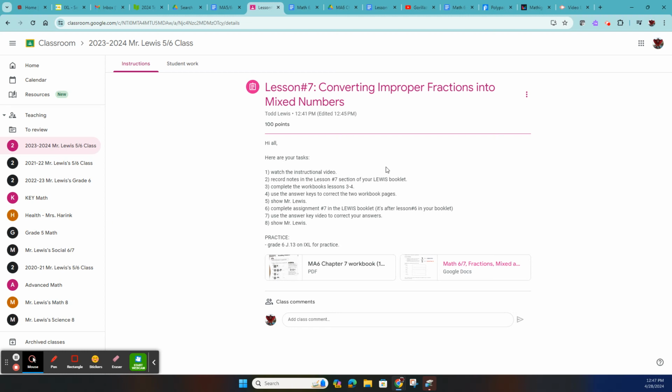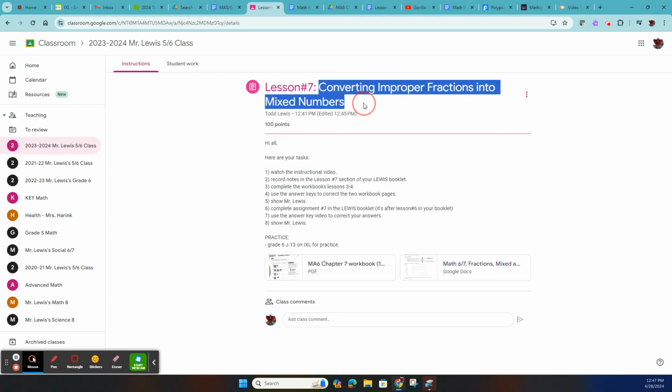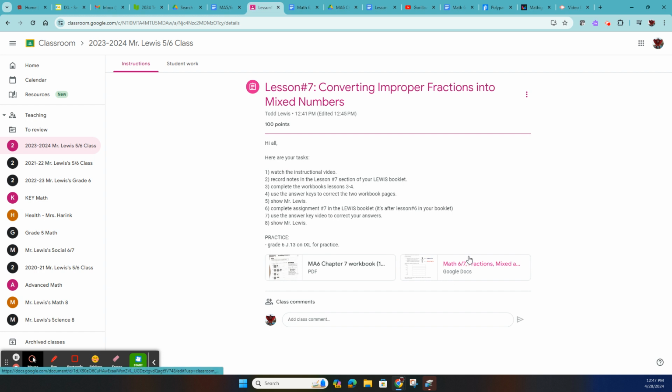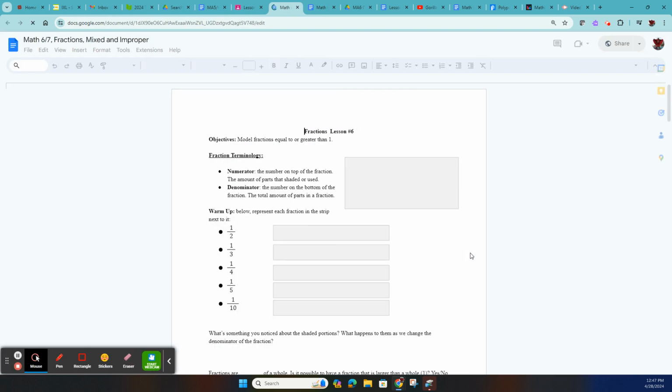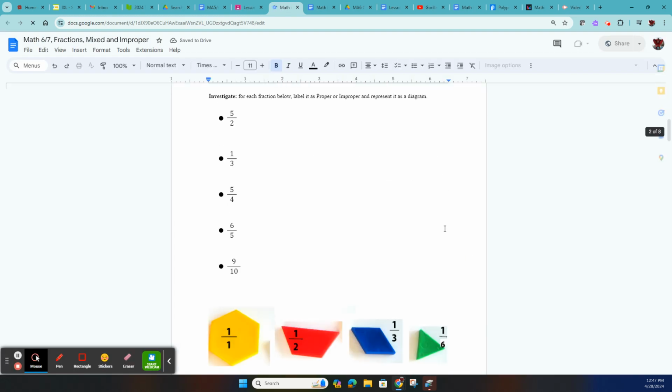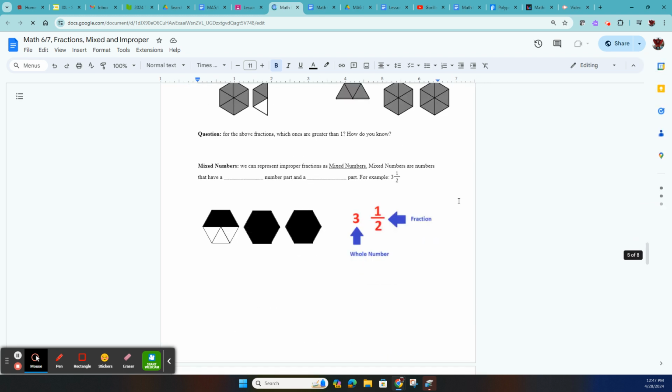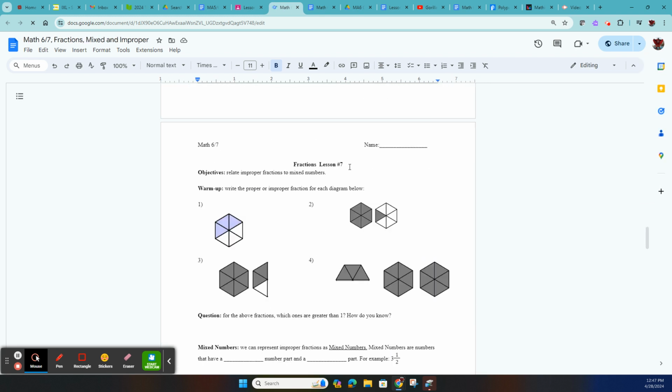Howdy, howdy, howdy. We are on lesson 7, and we're converting improper fractions into mixed numbers. What the heck does that mean? Well, let's figure that out together. We've already been kind of doing it, so this shouldn't be too big of a stretch. So let's get ourselves to lesson 7, and hey, look at that. It says lesson 7. Boom, there we go.